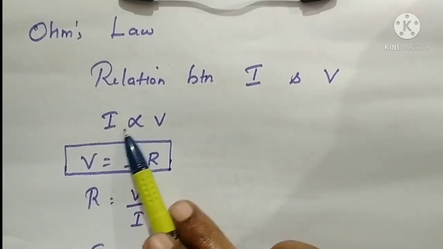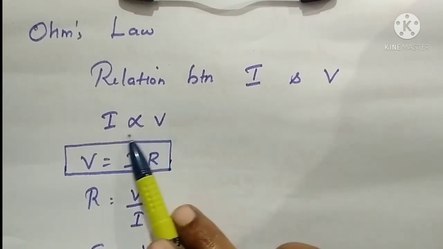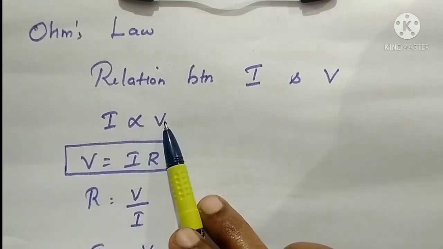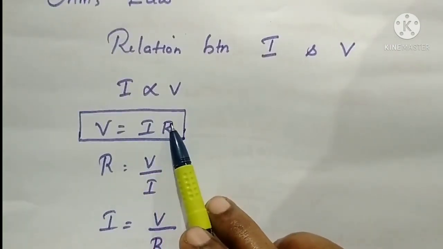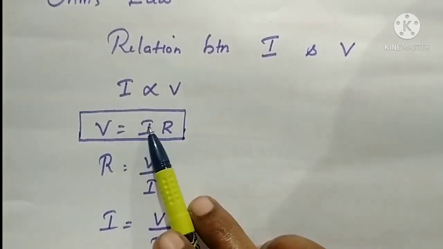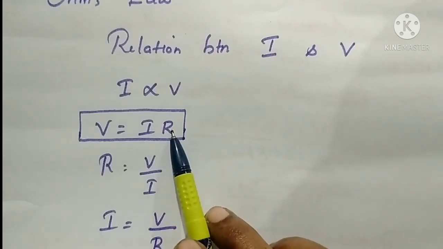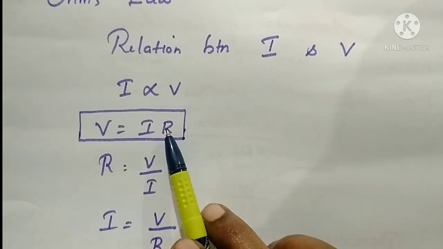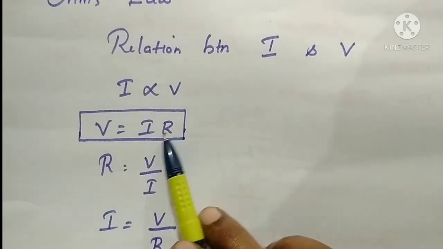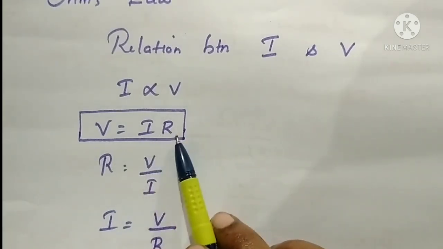That's why we write I proportional to V. Current is directly proportional to the potential difference, and V is equal to I into R. Potential difference is equal to current into resistance. Here this R is called the proportionality constant, and it represents resistance. Voltage is equal to current into resistance.